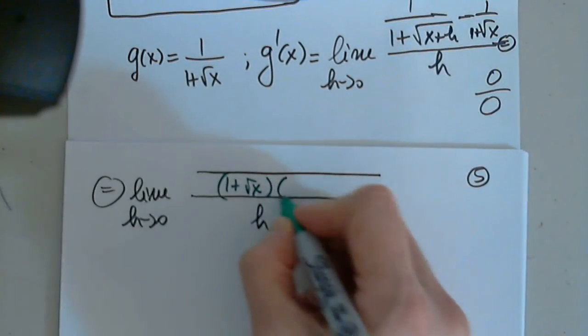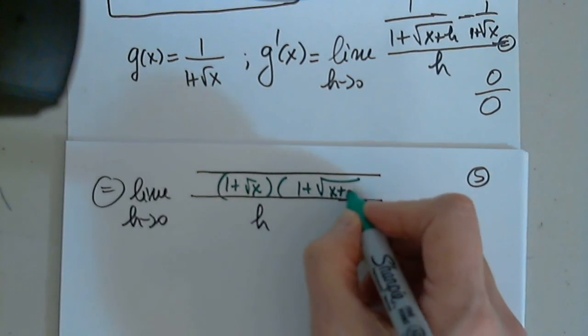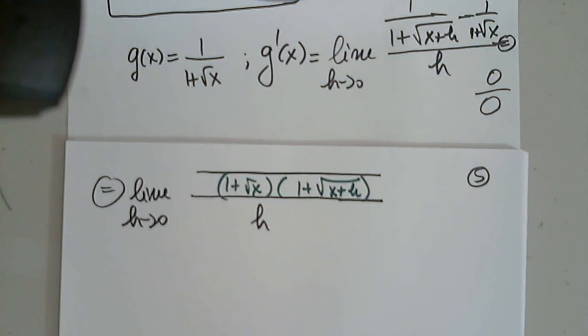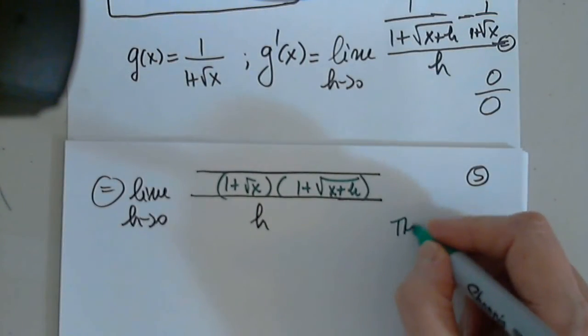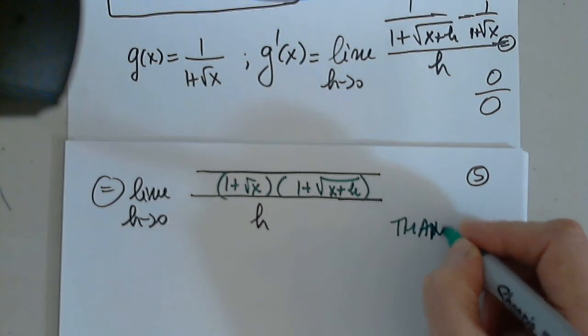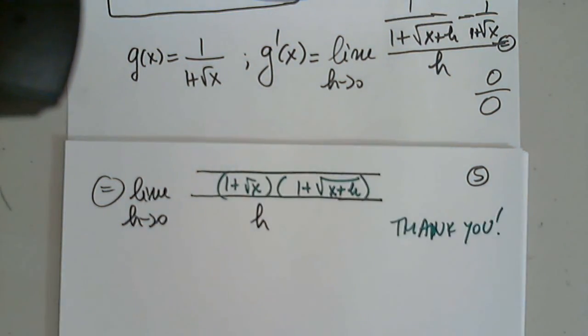1 plus the square root of x, 1 plus the square root of x plus h. They have nothing in common. They are two different factors. The least common denominator must be the product of the two. Great job. Thank you.